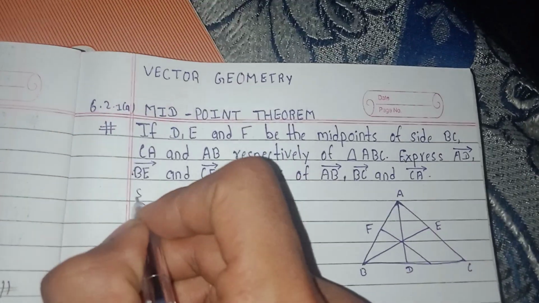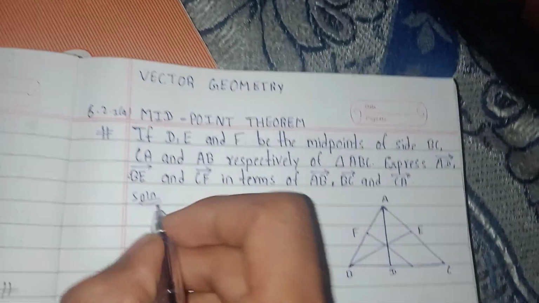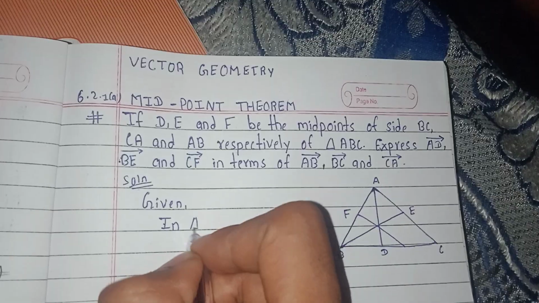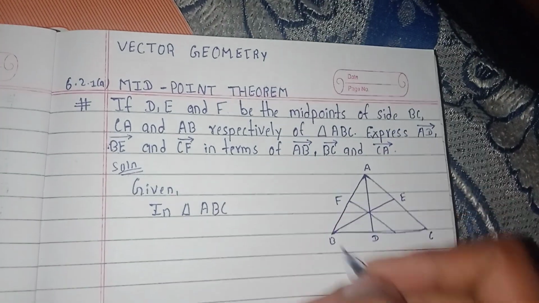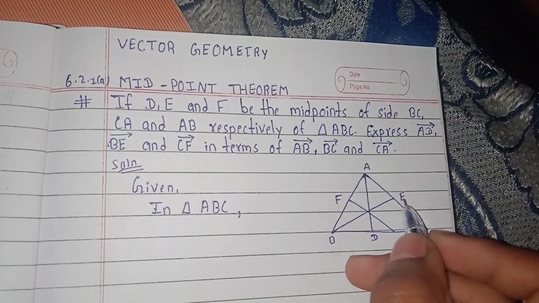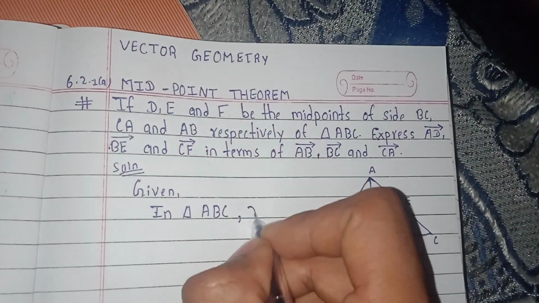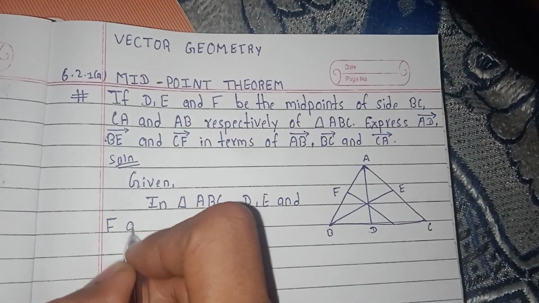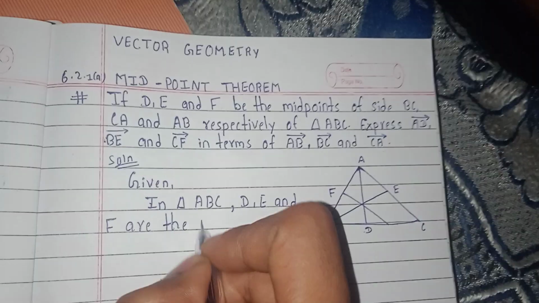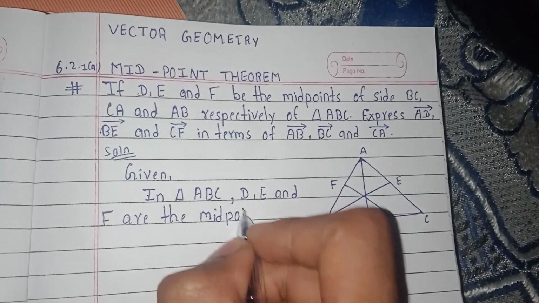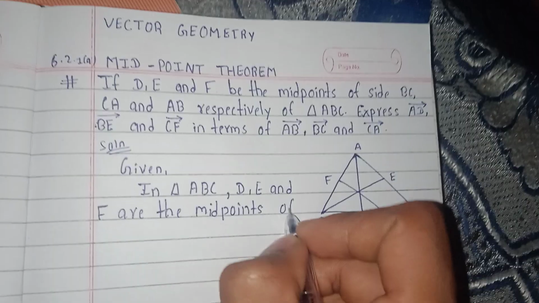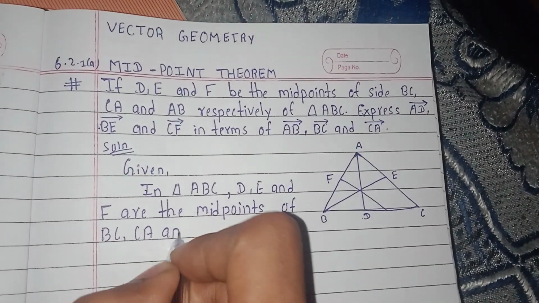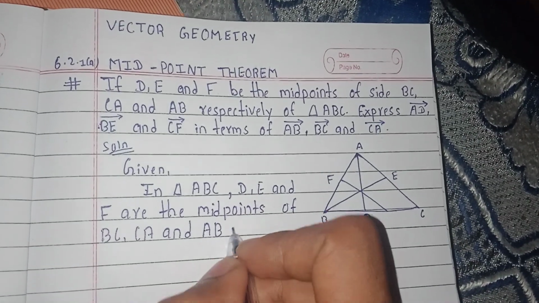Starting with the solution, first we write the given: in triangle ABC, D, E and F are the midpoints of BC, CA and AB respectively.